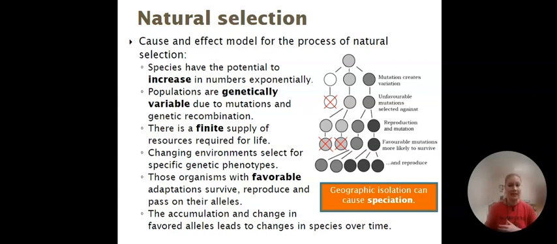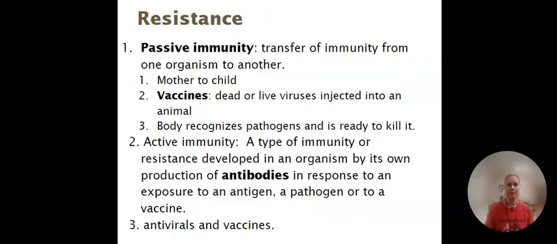It can also lead to what's called speciation. Speciation is the formation of a new species. One of the main driving factors of speciation is geographic isolation. So there is a physical barrier preventing two populations of squirrels from interbreeding, and over time they become so different from each other that eventually they become two distinct species. So that is natural selection in a nutshell.